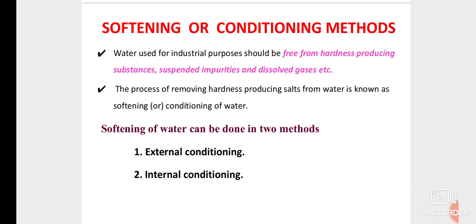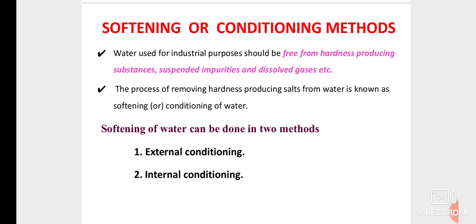So the process of removing hardness producing salts from water is known as softening or conditioning of water. Once again I repeat, the removal of different hardness producing salts from the water, making it fit for domestic as well as industrial purposes, is called softening methods or conditioning of water. So what are the different types of conditioning of water? There are mainly two methods: one is external conditioning, another is internal conditioning.